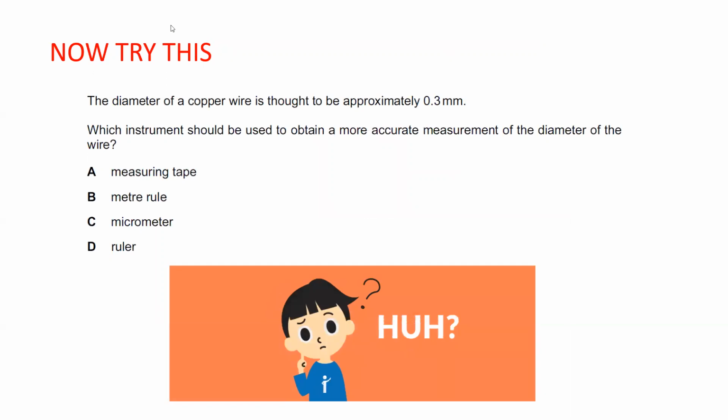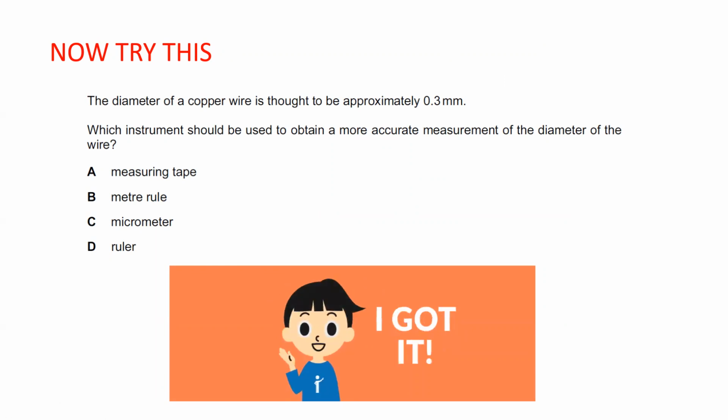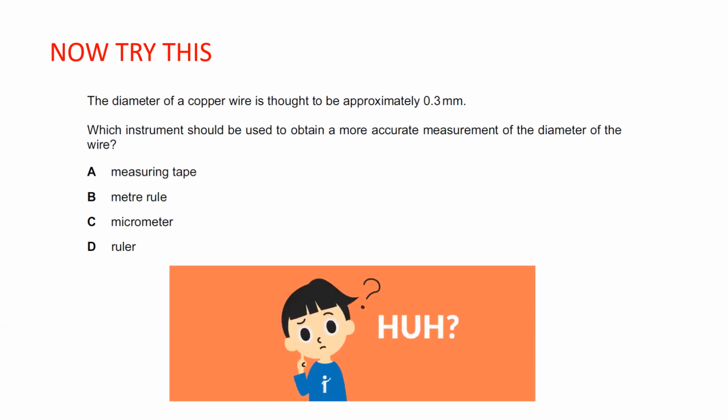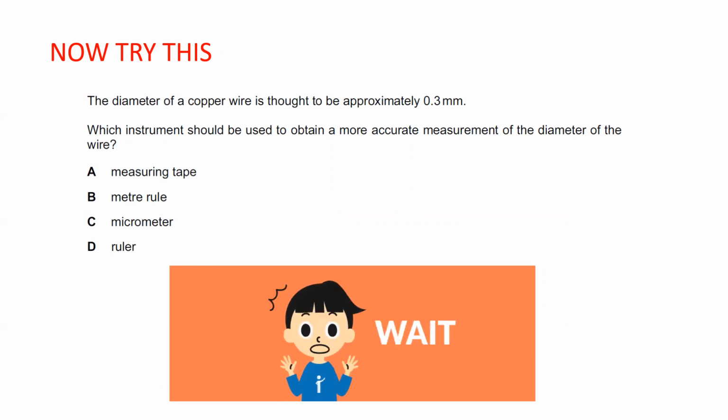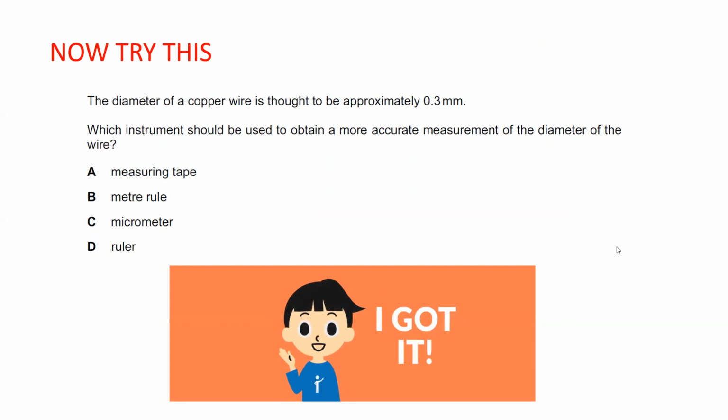The first question is: the diameter of a copper wire is thought to be approximately 0.3 millimeter, a very small value. Which instrument should be used to obtain the more accurate measurement of the diameter of the wire? I want participation from everyone. Instead of writing the option, you can just mention A, B, C, or D.